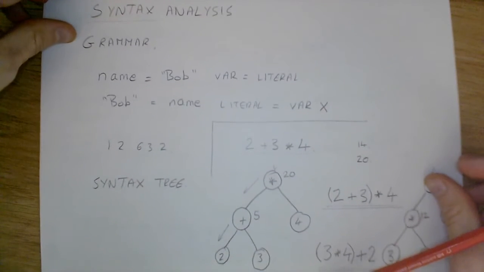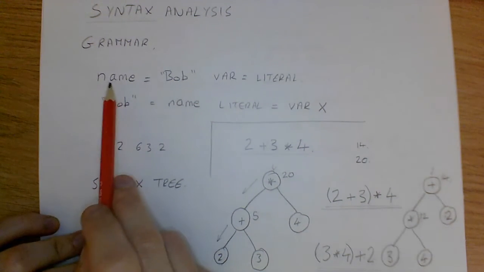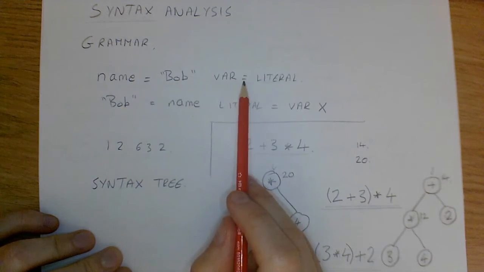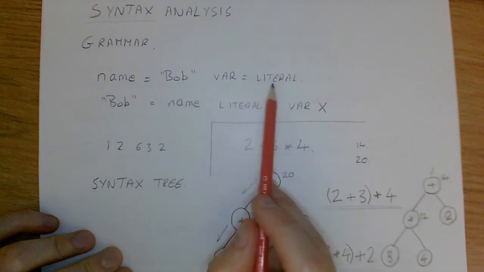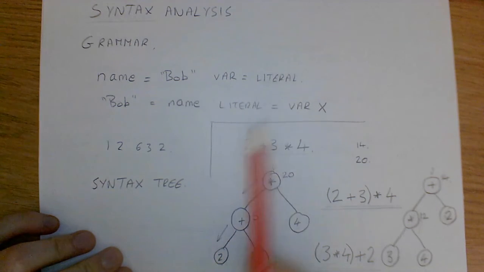So syntax analysis is about checking the grammar of the language. It's about making sure that the words are in the right order regardless of the meaning of those words. So in a programming context, normally we say name equals Bob, and that would translate to a variable equaling some sort of literal, a word, a number, true or false, whatever that literal is.